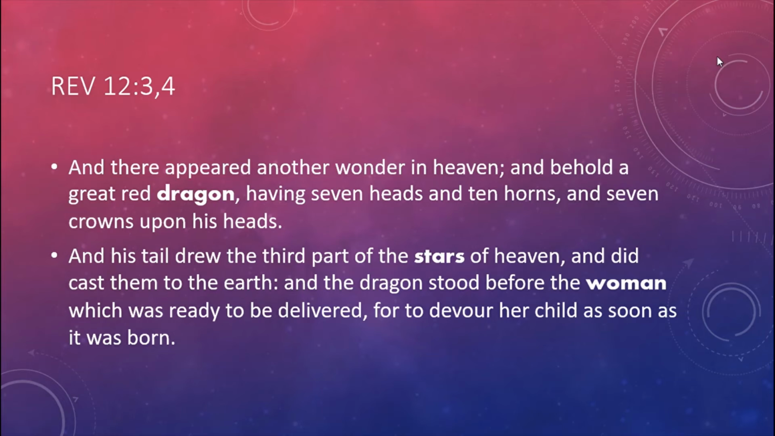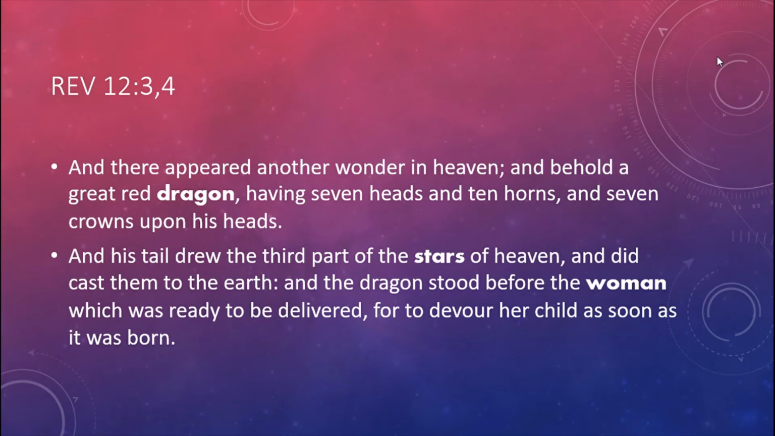Okay, let's look at an example of how these were used in Revelation 12 verse 3 and 4. And there appeared another wonder in heaven, and behold, a great red dragon, having 7 heads and 10 horns, and 7 crowns upon his heads. And his tail drew the third part of the stars of heaven, and did cast them to the earth. And the dragon stood before the woman, which was ready to be delivered, for to devour her child as soon as it was born.